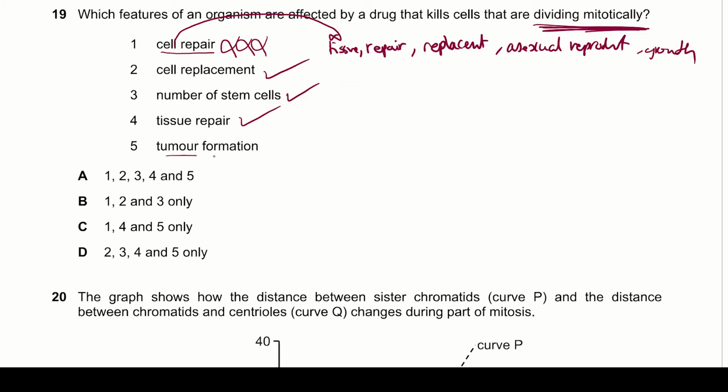5. Tumor formation. As we know, cancer cells have a short interphase. Therefore, they divide uncontrollably. So if we kill cells that are dividing mitotically, then definitely cancer cells is going to be the first one. So the answer is going to be D.